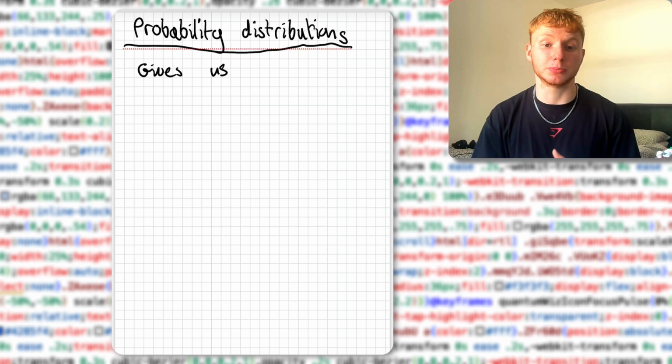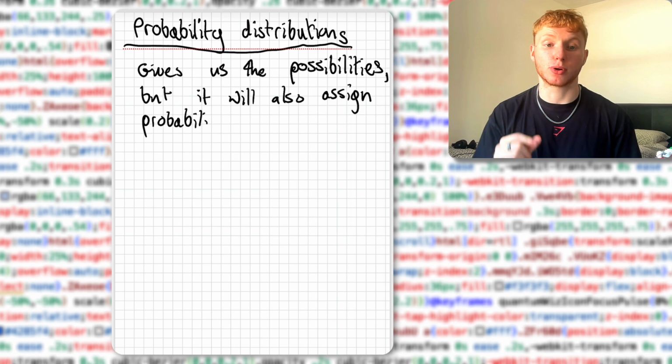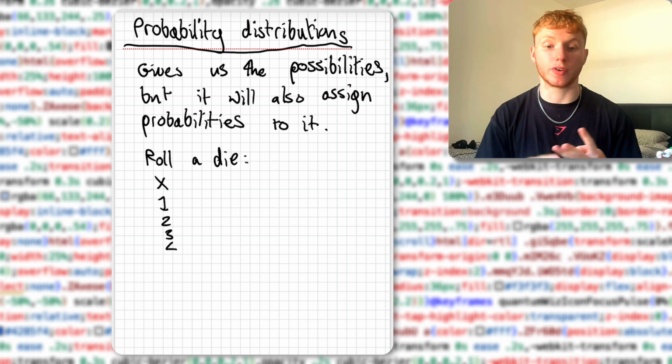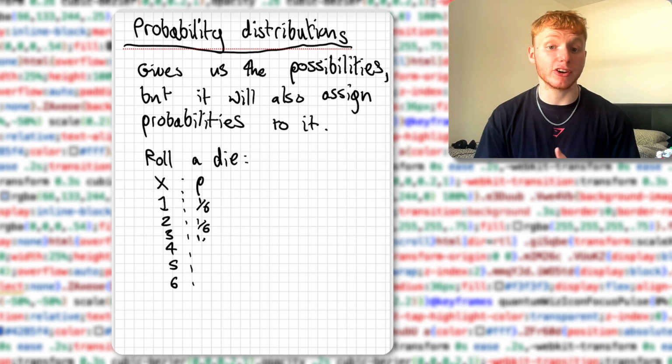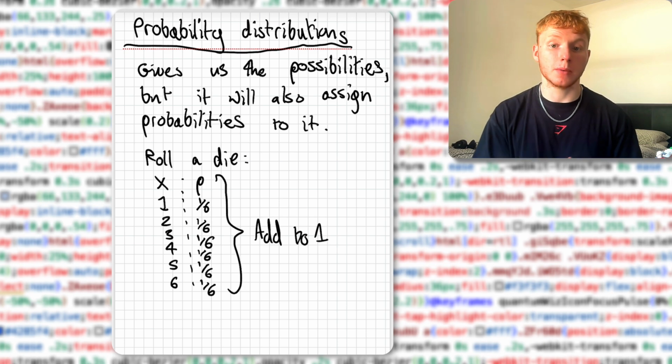A probability distribution will give every possible value a random variable can take. It will also assign a probability to these values. So if we were rolling a die, the random variable can be either 1, 2, 3, 4, 5 or 6, and the probability of each is 1/6. One thing to note is that all the probabilities add up to 1 because one of the outcomes must happen.